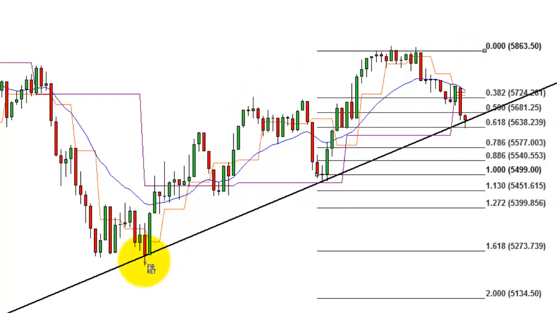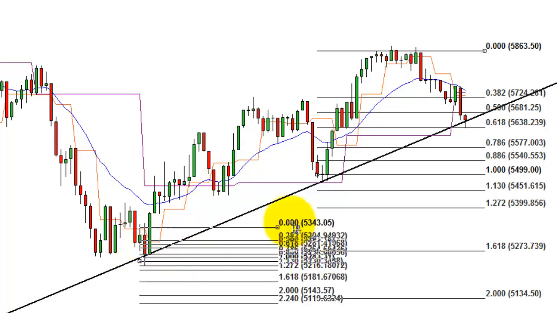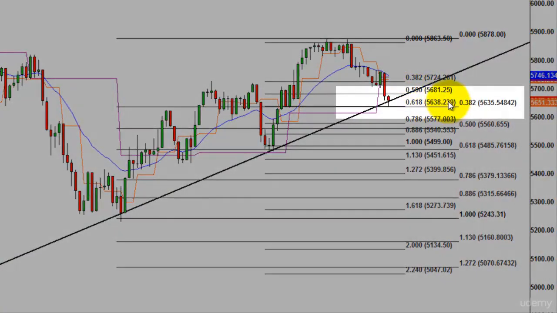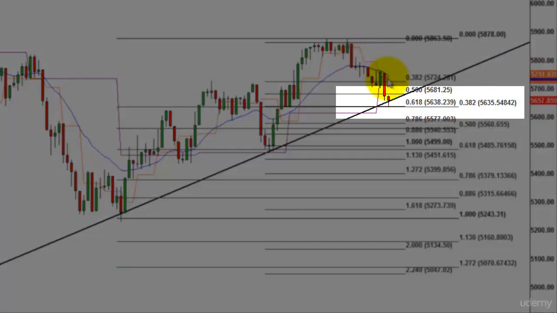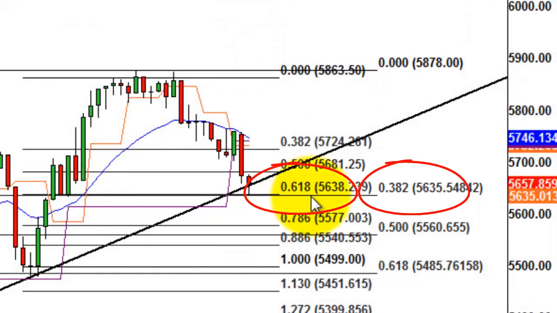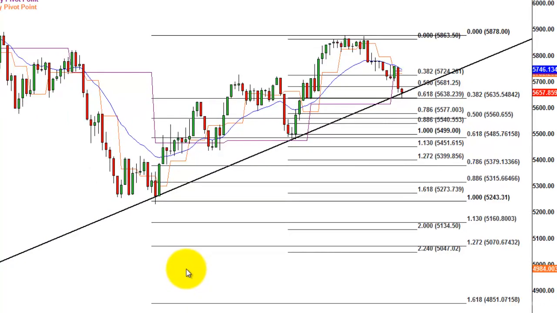Let's take it from this swing low as well, the very start of the move. Take it to the very top. And we've got a Fibonacci cluster, because not only has it intersected with the 0.618 Fibonacci level, it's also intersected with 0.382 as well. So we've got an overlap here. So the great thing about this trade setup is we've got a trendline bounce, Fibonacci cluster already.